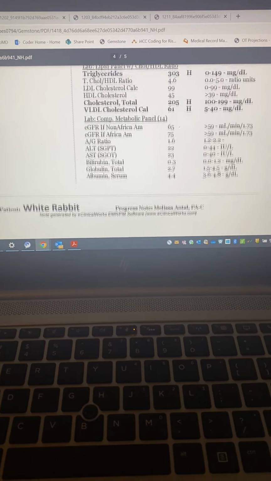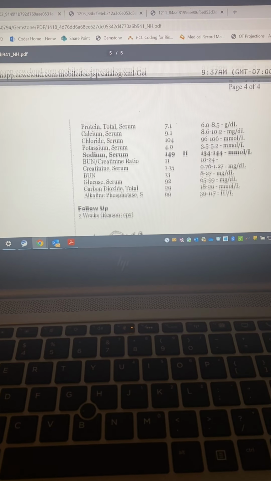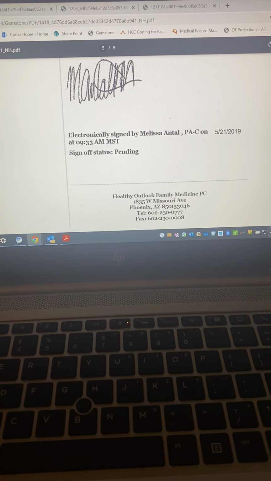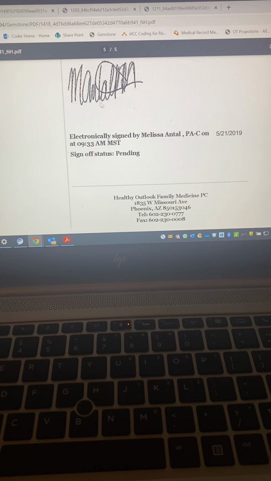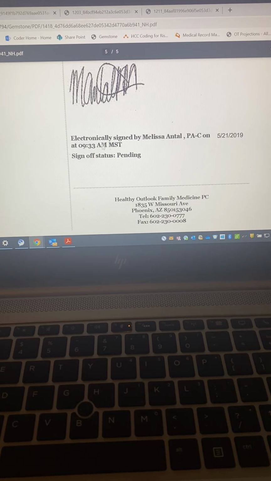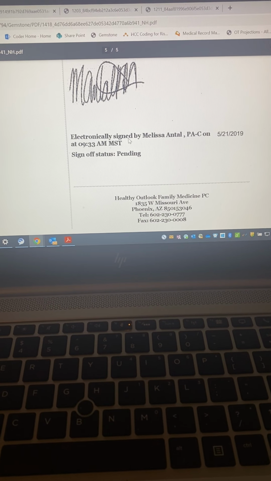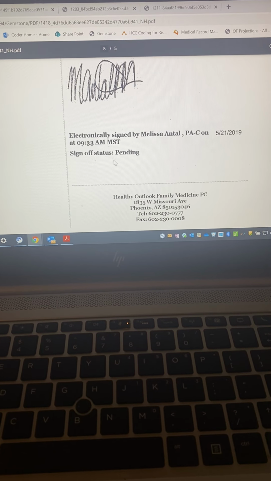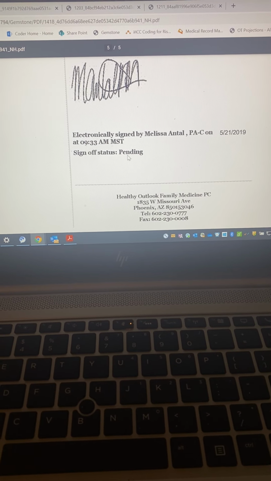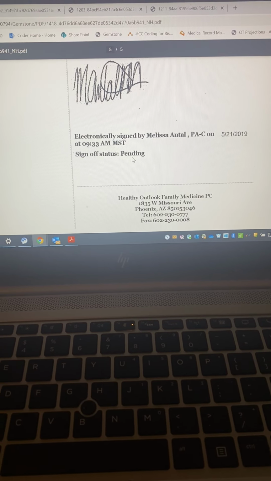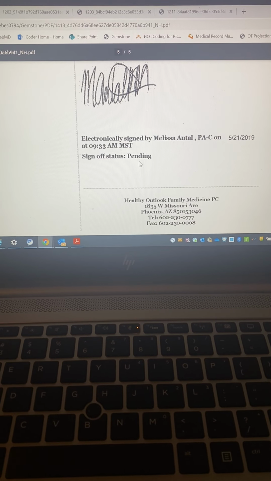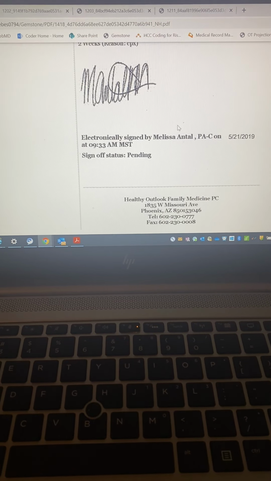Let's go all the way to the end. And when you get to the end of the chart, always make sure you look for the signature. Look for the signature of the physician. You see where it says electronically signed? And then also look for the date that it was signed on. Well, you see right here, signed off status is pending. So you would definitely need the correct information to know, has this doctor already signed it? Because it said electronically signed, but here it says pending, so you can get the information for it.